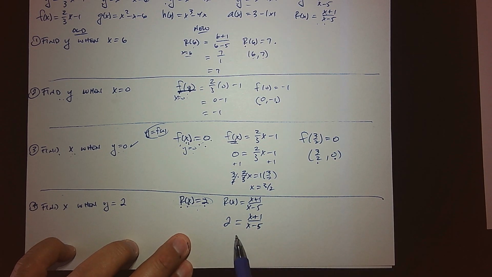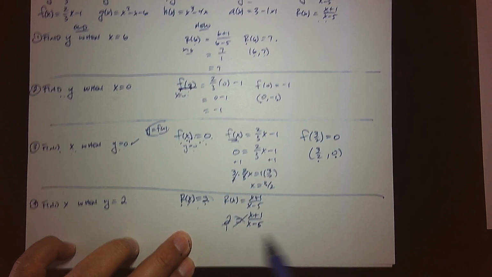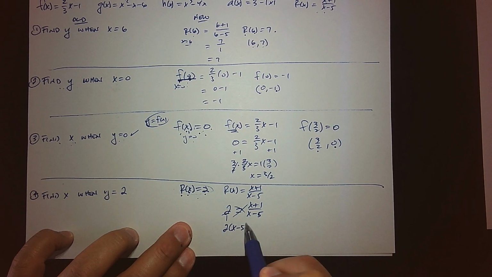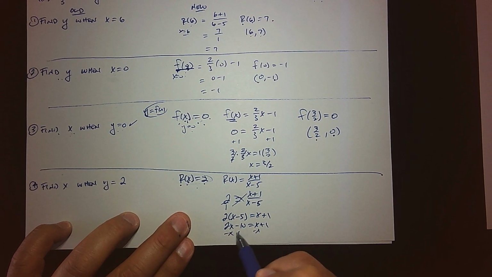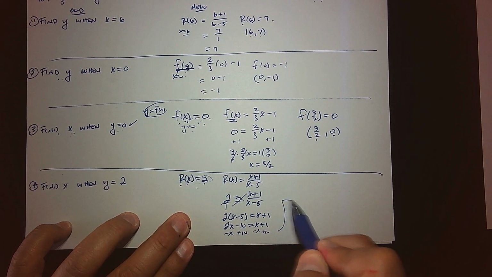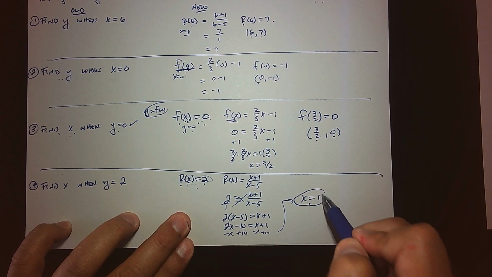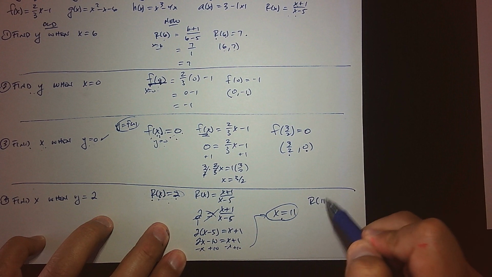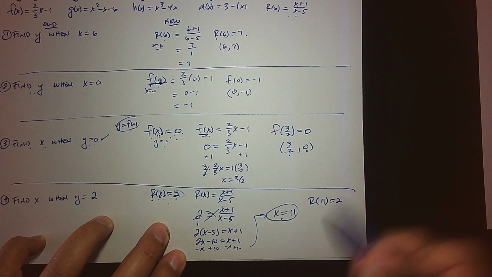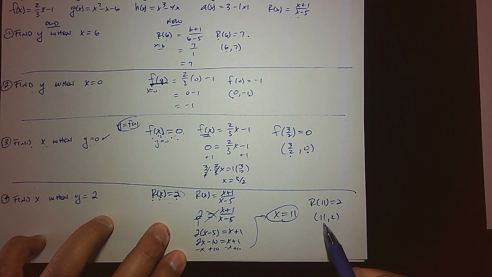So now we have to solve that equation. I believe the quickest way to solve it is to cross multiply. That would give us 2x minus 5 and x plus 1, distributing and then solving. Subtract x from both sides, add 10 to both sides, and I believe we get x equals 11. So functionally, I'm saying that r of 11 is equal to 2, or in an ordered pair, I'm saying when x is 11, the corresponding output is 2.